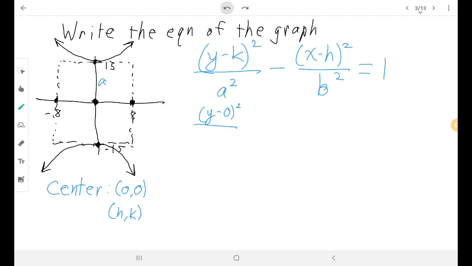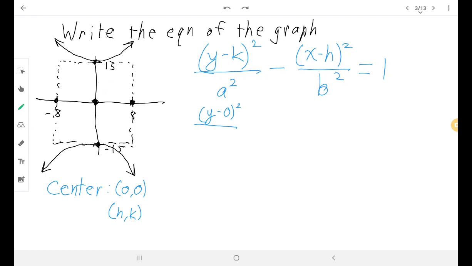I gotta let things catch up for a second. So a is there and the b distance is there, and that's because to go from the center to the vertex of the curve, that's always the a distance, okay? So that's why the a is underneath the y part this time.